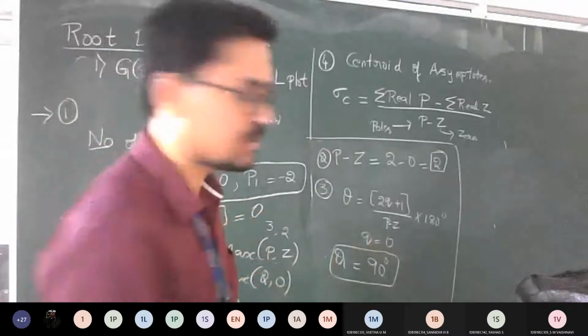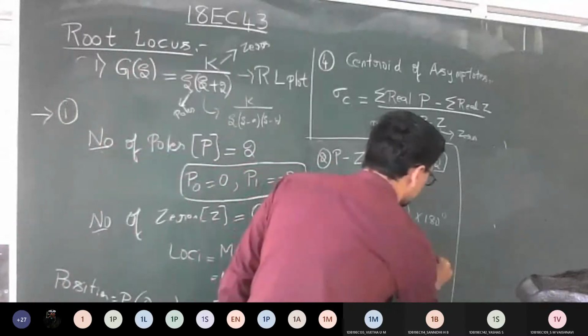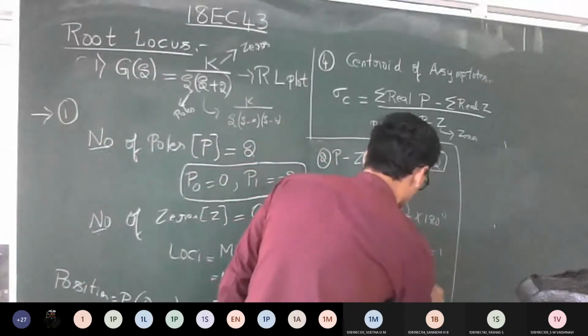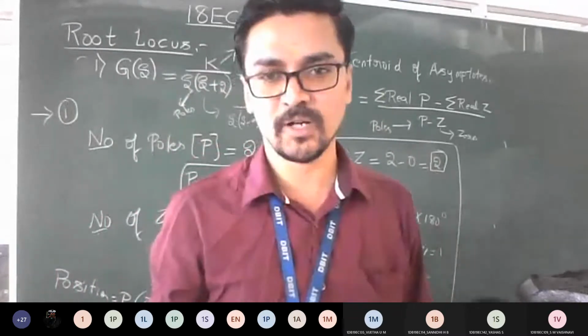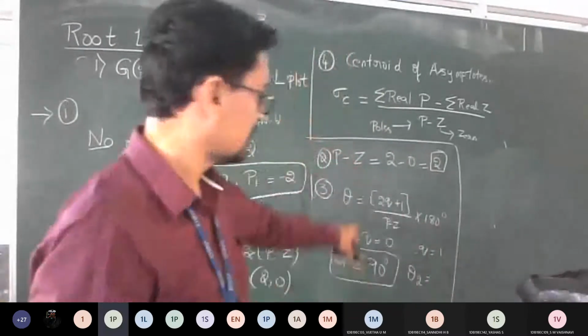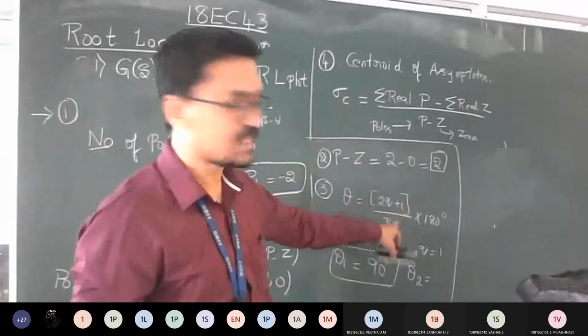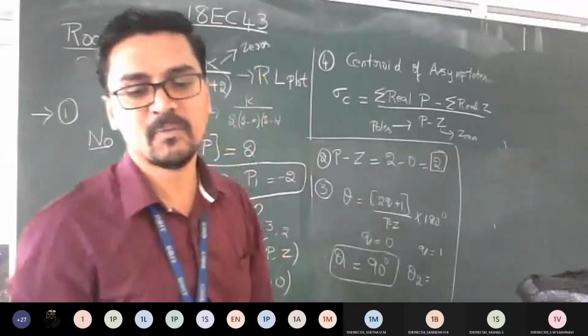Similarly, I want one more, right? Substitute q is equal to 1 and tell me what is theta 2. What is theta 2 after substituting q is equal to 1? So it is going to be 2 plus 1, that is 3, divided by 2, into 180. How much?